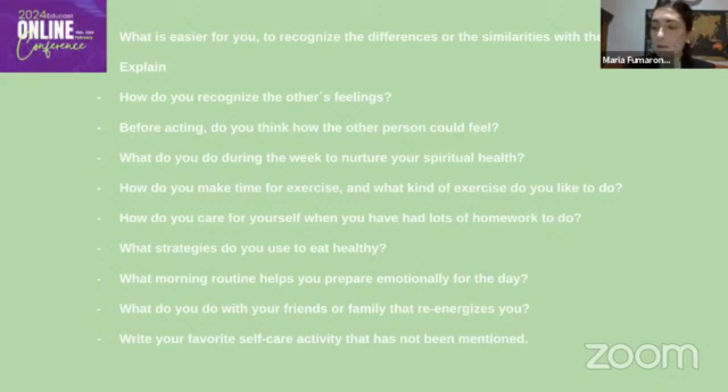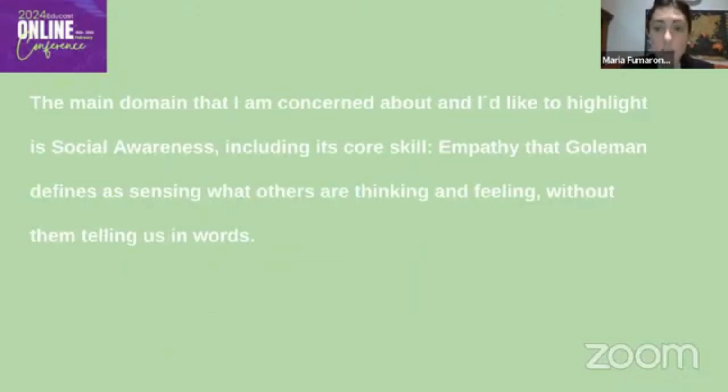We can have another activity that maybe is not mentioned here, but all of these kinds of tips help us to improve and develop our empathy. As mentioned, I want to show you this one.